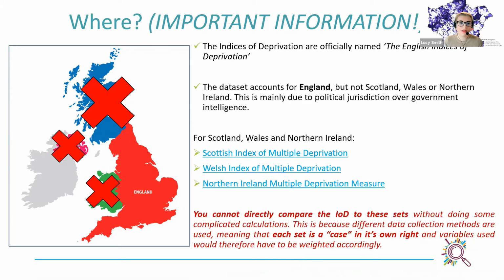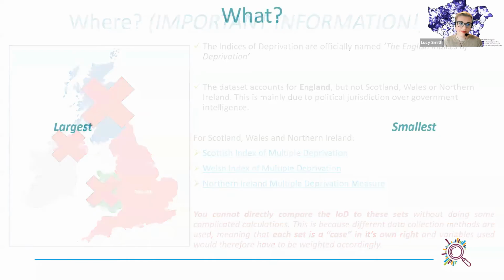And yeah, this is just an important methodological note: you can't directly compare the English indices of deprivation to, say, the Scottish indices of deprivation, and that's because each data set is a case within its own right. So essentially the statisticians behind the set have their own practices and methods. So a direct comparison, say you wanted to say there'd been a percentage increase between England and Scotland, you couldn't do that because they're two separate cases.